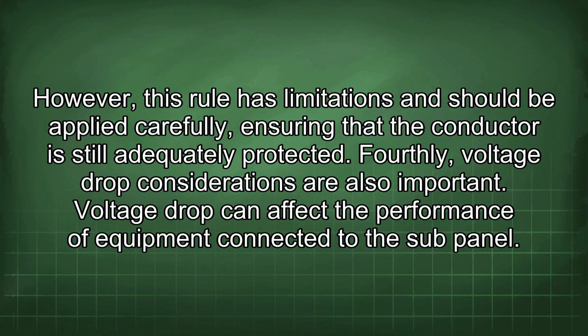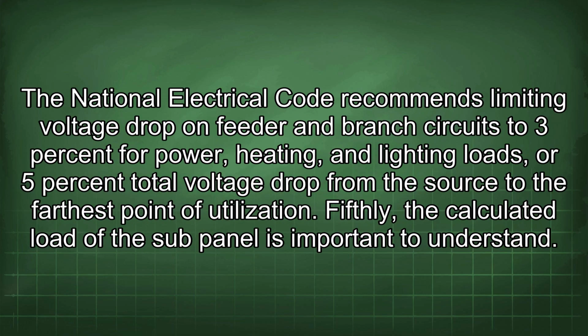Fourthly, voltage drop considerations are also important. Voltage drop can affect the performance of equipment connected to the sub-panel. The National Electrical Code recommends limiting voltage drop on feeder and branch circuits to 3% for power, heating, and lighting loads, or 5% total voltage drop from the source to the farthest point of utilization.